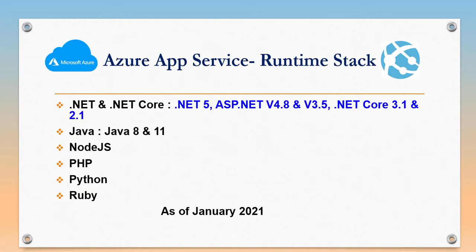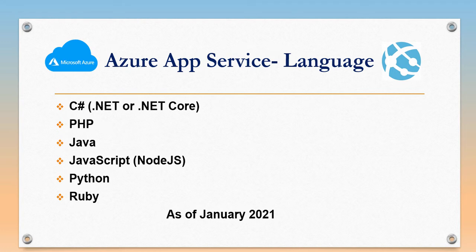Below are the runtime stack that Azure App Service support: .NET and .NET Core, Java, Node.js, PHP, Python and Ruby. In this video, we will be deploying and hosting .NET Core application. These are the languages Azure App Service support. This is as per the runtime stack: CSharp for .NET and .NET Core, PHP, Java, JavaScript, Node.js, Python and Ruby.